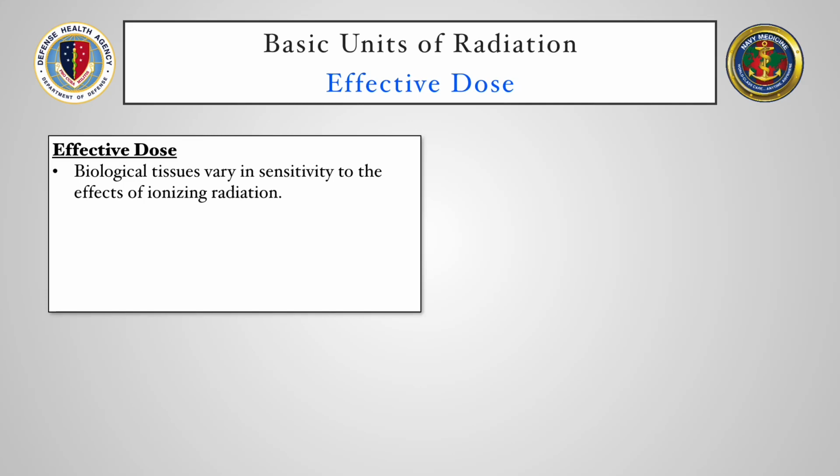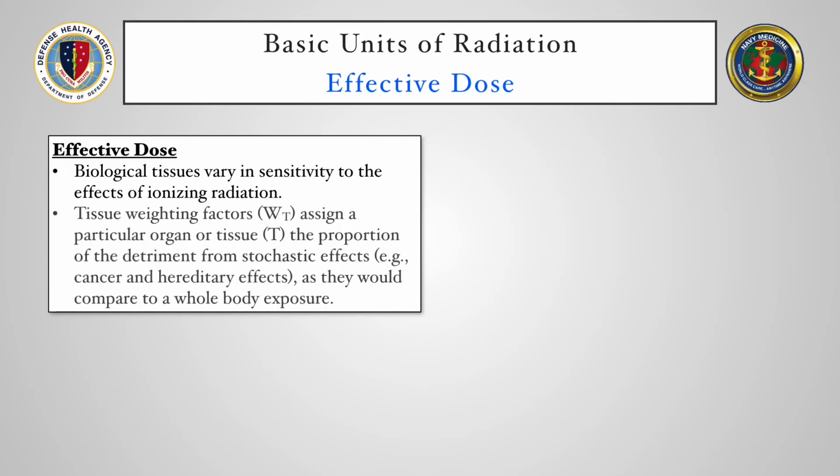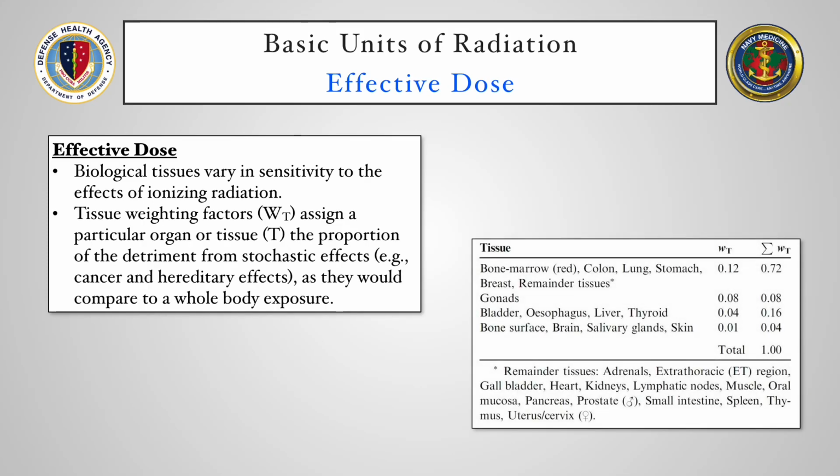Biological tissues vary in sensitivity to the effects of ionizing radiation. The ICRP established tissue weighting factors to assign each particular organ or tissue the proportion of detriment from stochastic effects like cancer or hereditary effects. Then you can compare that to a whole body exposure.